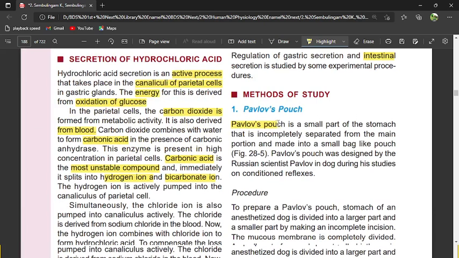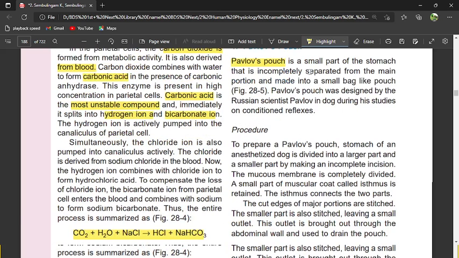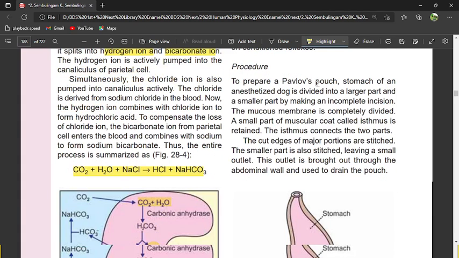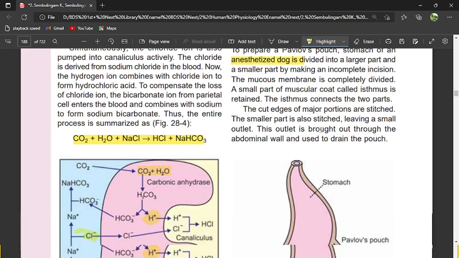So Pavlov's pouch is a small part of the stomach that is incompletely separated from the main portion of the stomach. This Pavlov pouch was designed by the Russian Pavlov in the dog. It is studied for the conditioned reflex. The dog under anesthesia has the stomach divided into a larger part and a smaller part.